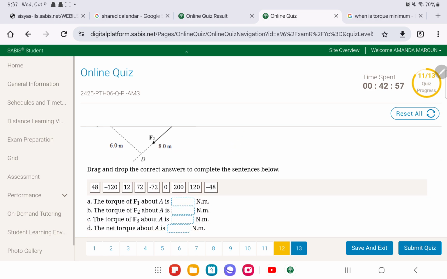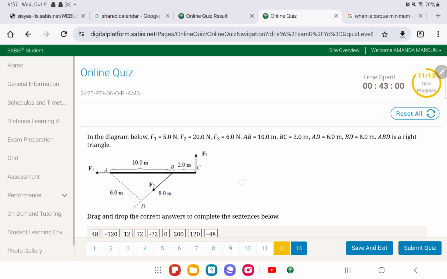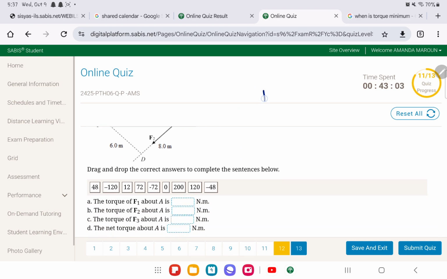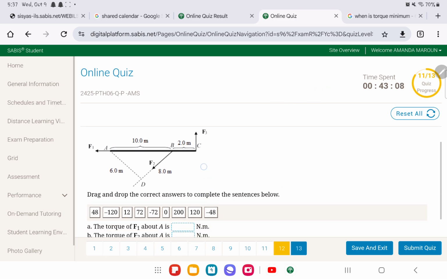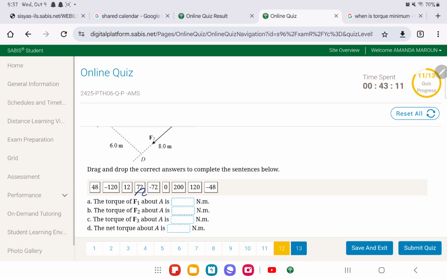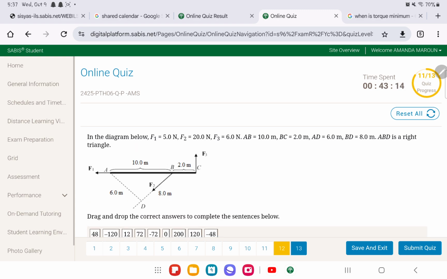They are looking for the torque of F1. Let's remember, F1 is 5, F2 is 20, F3 is 6. So F1 is 5 newtons. Anyways, the torque of F1, they're asking for the torque. Anytime they're asking for the torque, it can be positive or negative depending on the direction. And the rule for torque, which we will label as T, or torque, is equal to plus or minus force times the perpendicular distance.